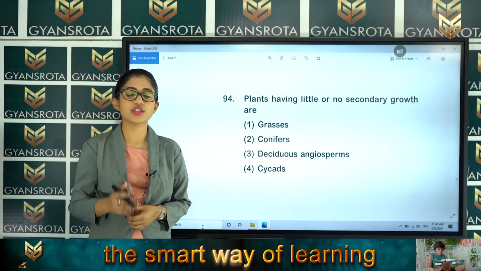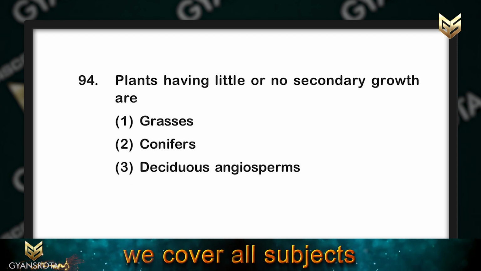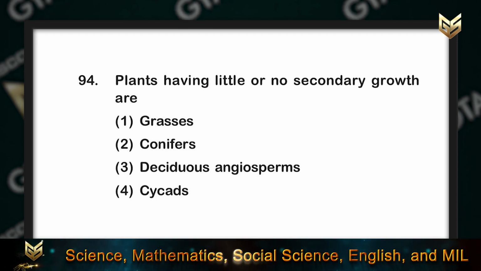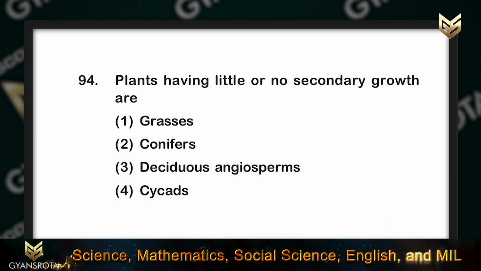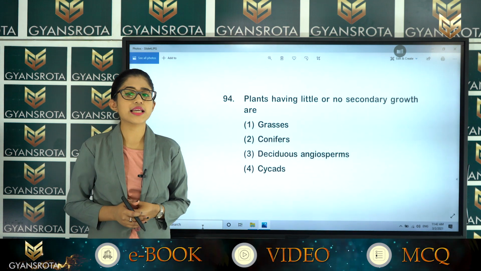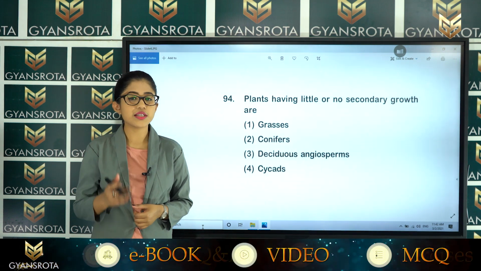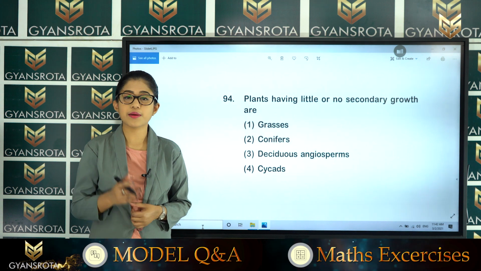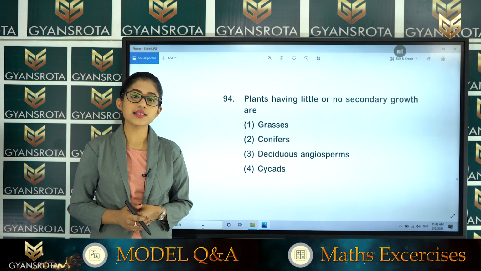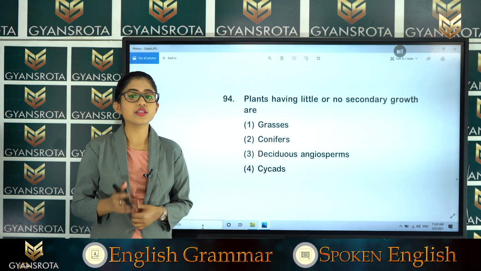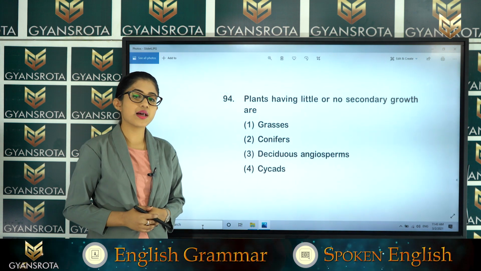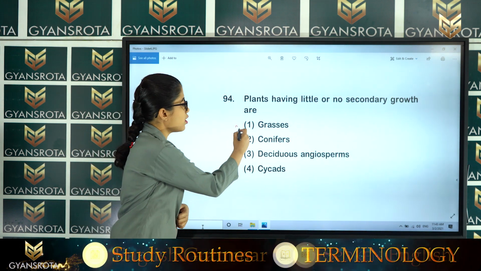In the next question, question number 94, plants having little or no secondary growth are grasses, conifers, deciduous angiosperm or cycads. So, this is from which chapter? This is from the chapter Anatomy of the Flowering Plants. We have discussed there that the secondary growth takes place in the dicotyledonous plants, whereas in the monocotyledonous plants there is very little or no secondary growth. So, from this option, which is the monocotyledonous plant, that will be the option number 1.